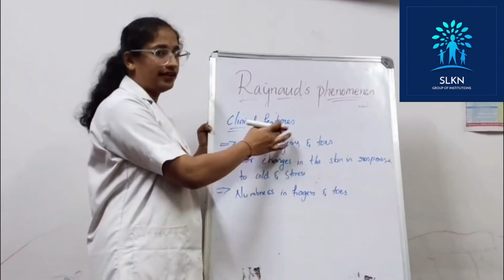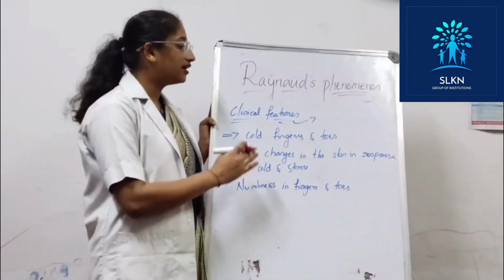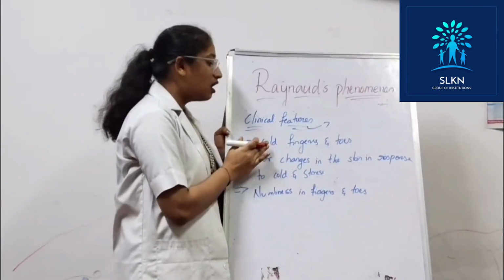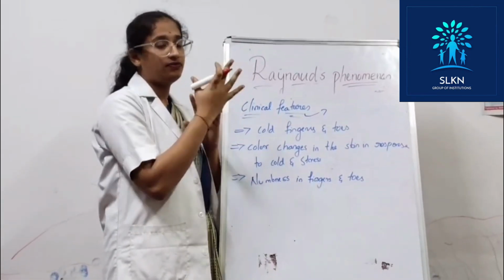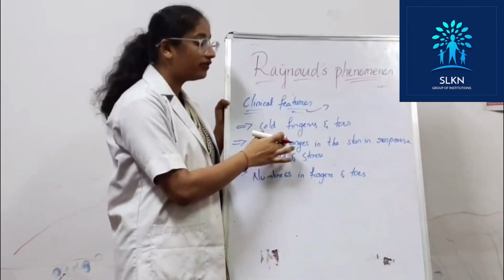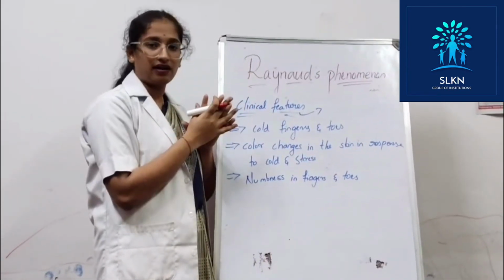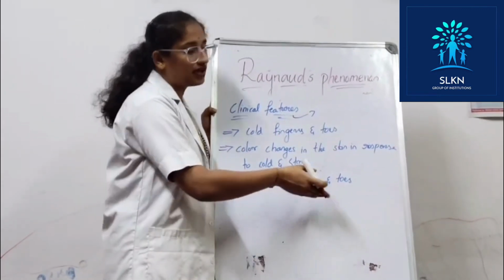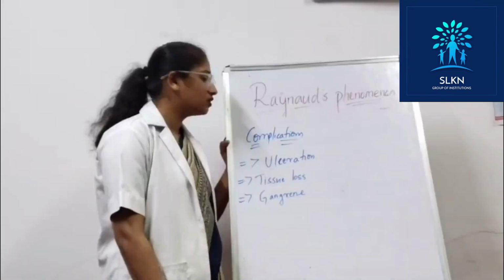Now we will discuss the clinical features. What are the signs and symptoms that occur in Raynaud's phenomenon? First, cold fingers and toes. Our fingers and toes become extremely cold. Then color changes. When Raynaud's phenomenon occurs, our skin color changes to white, red and bluish. Then numbness occurs in the fingers and toes.